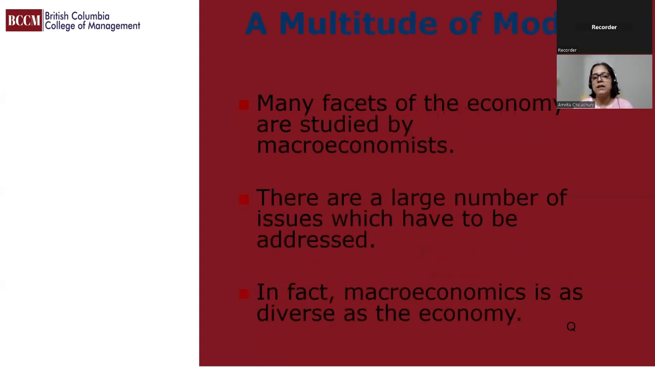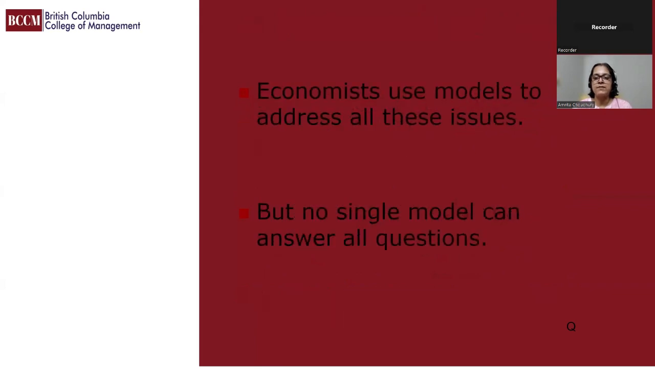Now, obviously, there are different models for studying different aspects of the economy, because one model cannot take care of all the issues which are faced by an economy. Just like this, the macroeconomy is very wide. We are looking at the economy as a whole, all the economy-wide aggregates. Economists also use different kinds of models to address all these macroeconomic issues. There is no one single model which can address all these issues. There are different models that address different aspects of the economy.